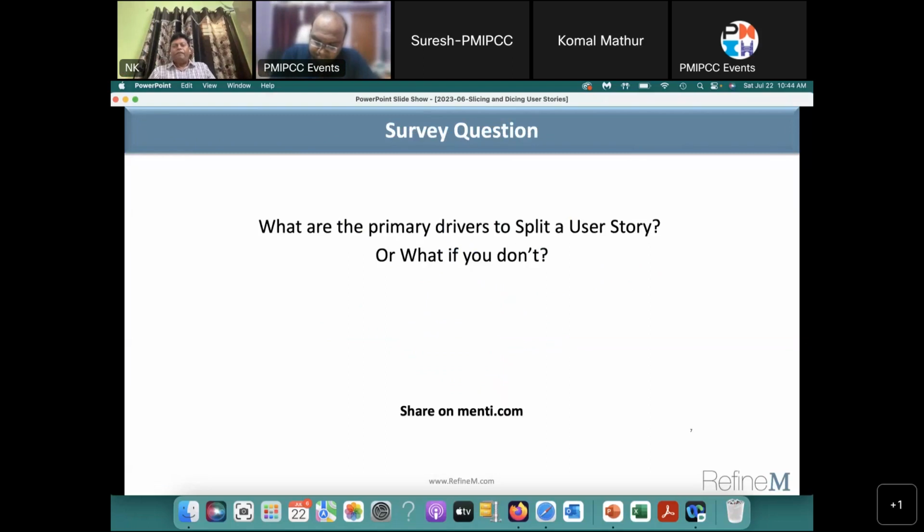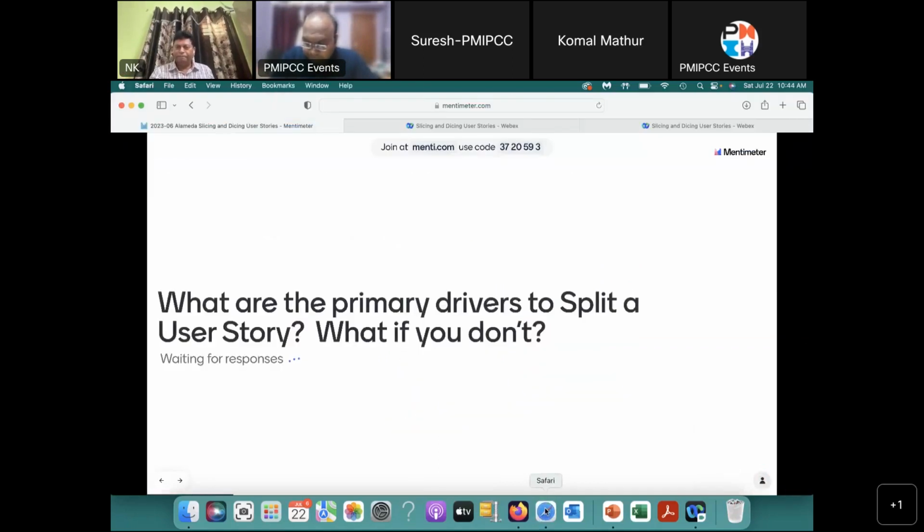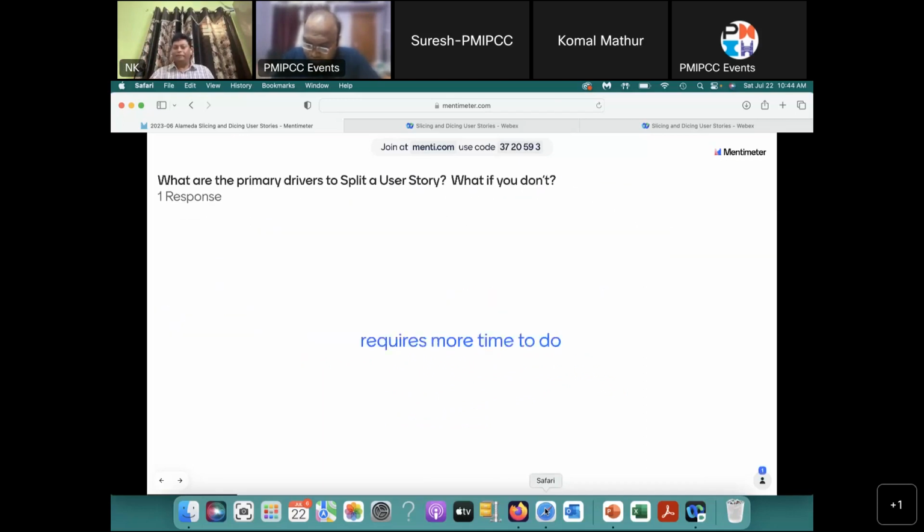Okay, now let's have another question from you. What are the primary drivers to split a user story? Why should we do it? What if you don't? Okay. So what are the primary drivers? Why should we split a user story? I don't know how many of you work in agile environments and have to break bigger stories into smaller stories, but what's the driver? Why should we do it? And what if we don't do it?